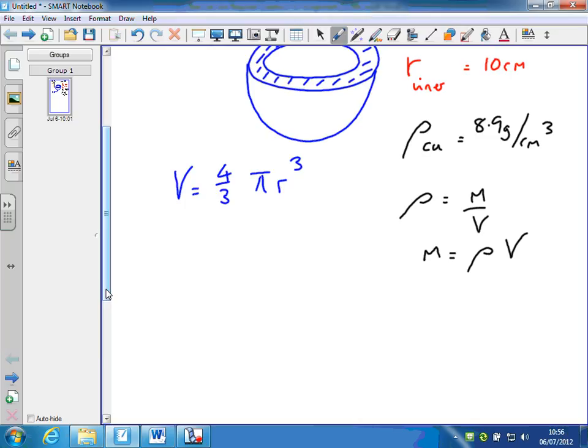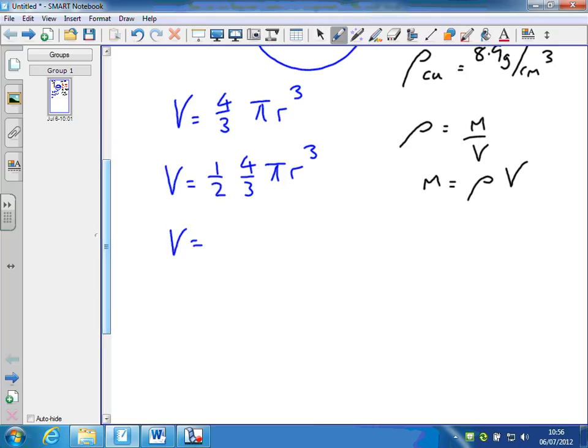So if the volume of a whole sphere is that, then the volume of a hemisphere is a half of 4/3 pi r cubed. But a half times 4/3, multiplying top 4 by 1 to get 4 and the bottom 2 by 3 to get 6, we get the volume is actually 4/6 of pi r cubed. But of course that reduces down to 2/3, so actually the volume of a hemisphere is 2/3 pi r cubed. So that's the first thing.